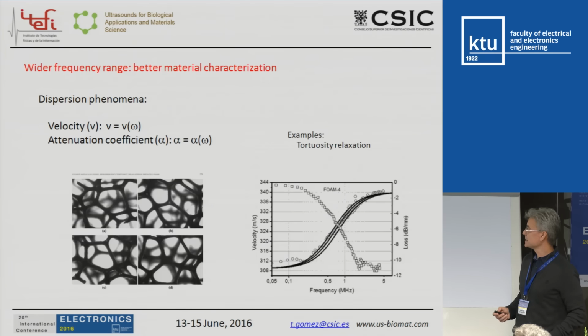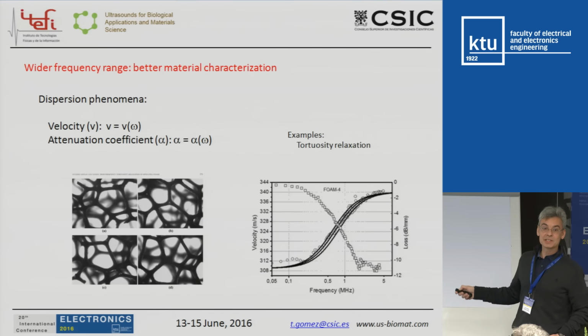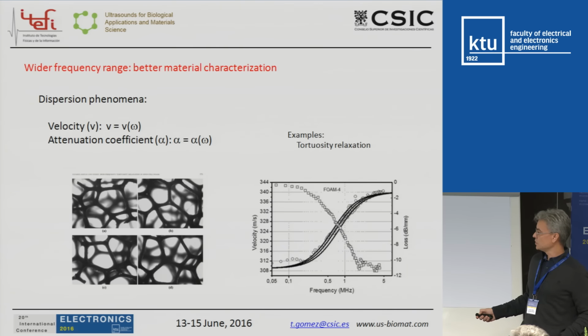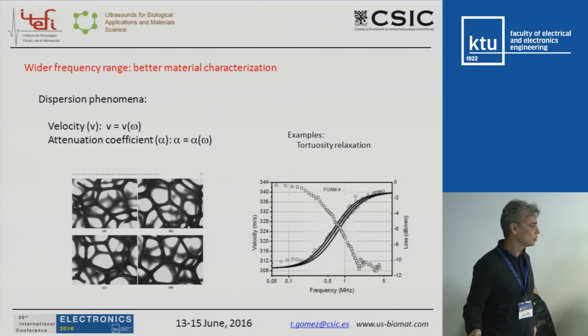Good. This is an example. This is a tortuosity relaxation in a material like this, and you can see very clearly the evolution of both velocity and attenuation, and you can infer a lot of properties of the material from this data. You have to solve this inverse problem, and you will be able to obtain a lot of properties. Look at the frequency range. We are going from 0.05 up to 5, so two orders of magnitude, a huge bandwidth that we need here, at least for an ultrasonic system.